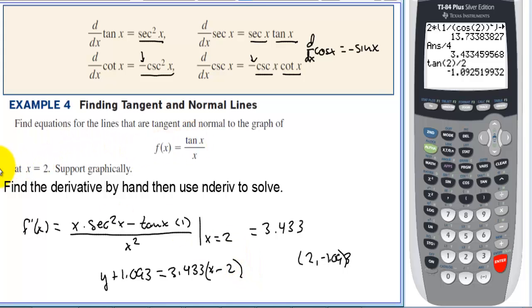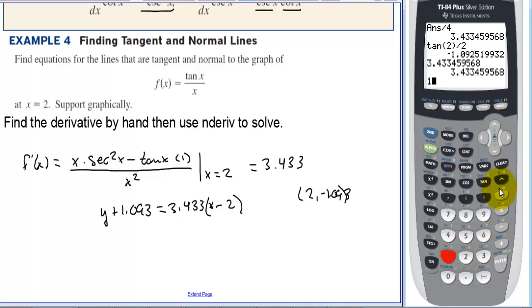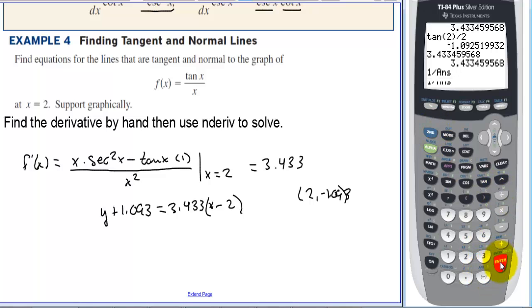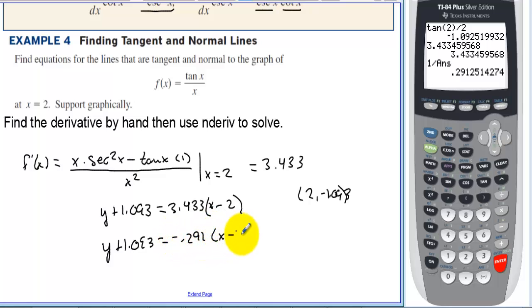Now we want the normal line, so we have to take the reciprocal. Let's get this value back in here, press enter, and then take 1 divided by the answer. There's a reciprocal, and of course we want the negative of this. So the normal line is y plus 1.093 equals negative 0.291 times x minus 2.